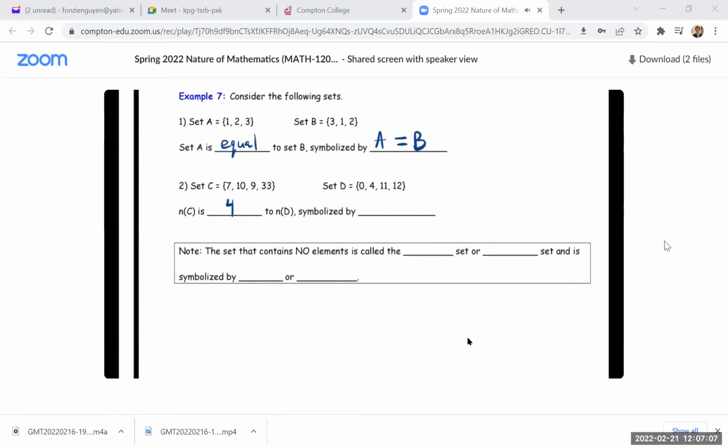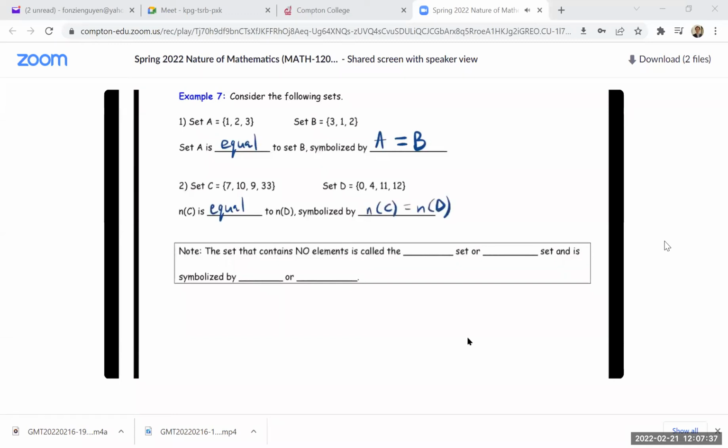What do they mean? Is 4 to, and I don't know what they actually want there. What do they want? Let's see. Is equal to n(D). Yeah, n(C) is equal to n(D), symbolized by n(C) = n(D).